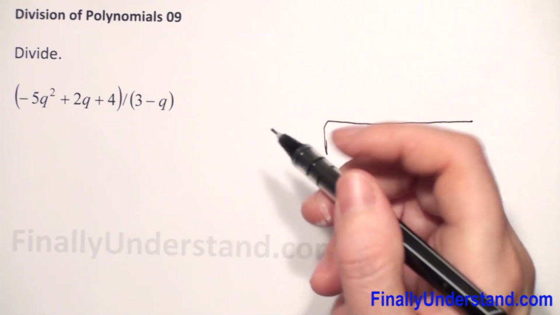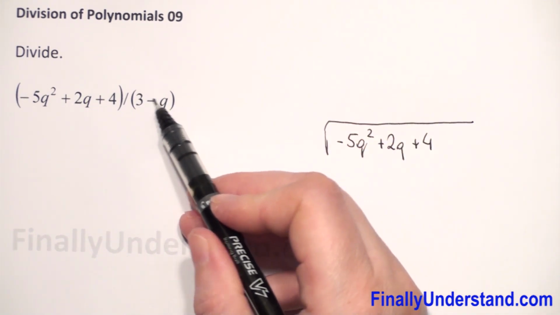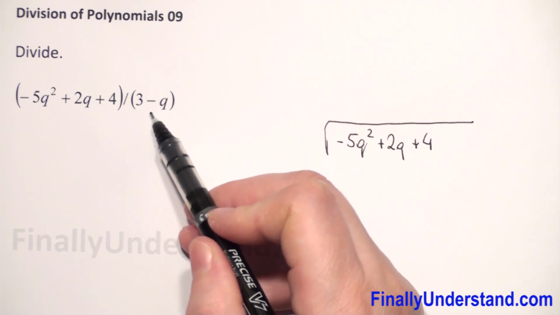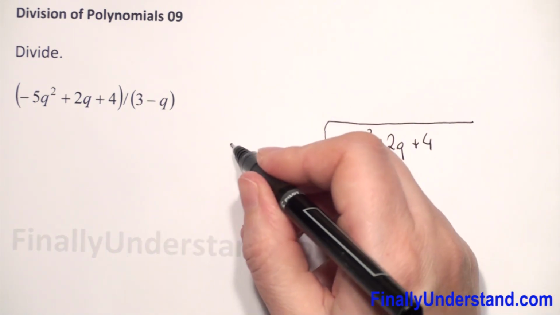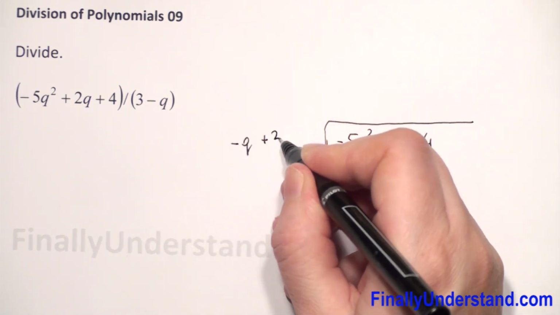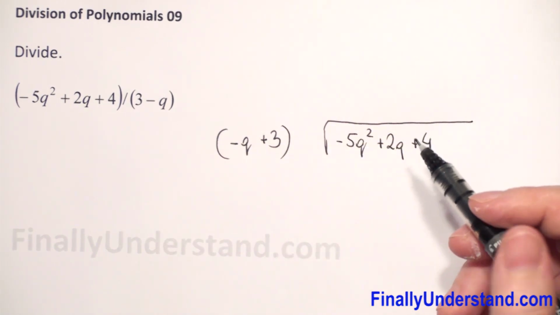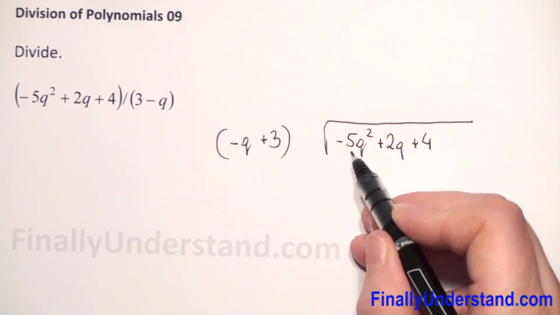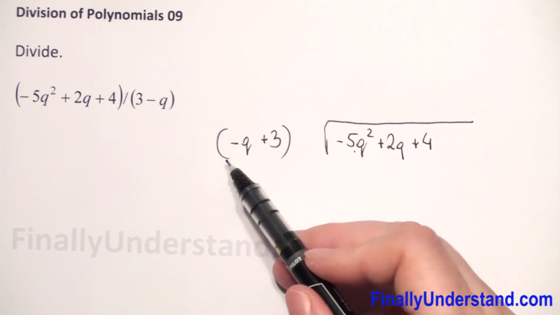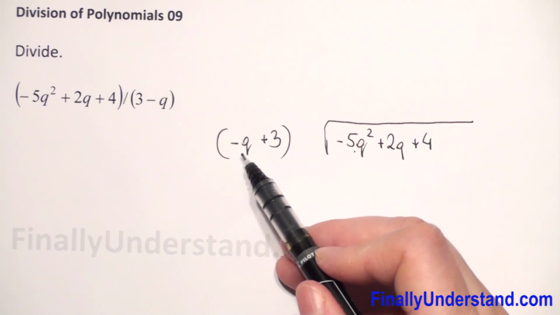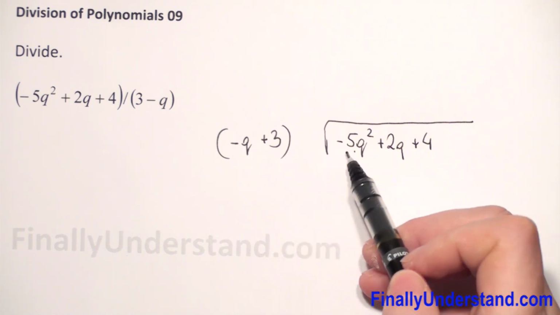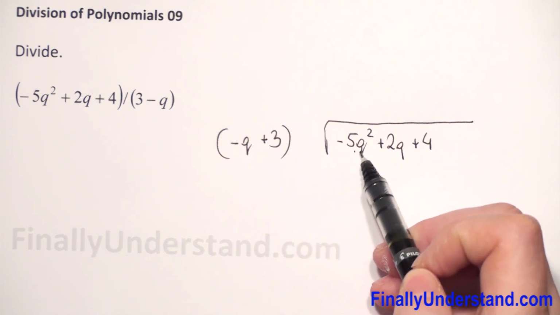We have to divide by 3 minus q, so I will rewrite this in decreasing order. First will be negative q and next will be positive 3. This is our divisor. Next we always focus on the first terms, negative 5q squared and negative q, and ask: by what do I have to multiply negative q to get negative 5q squared?